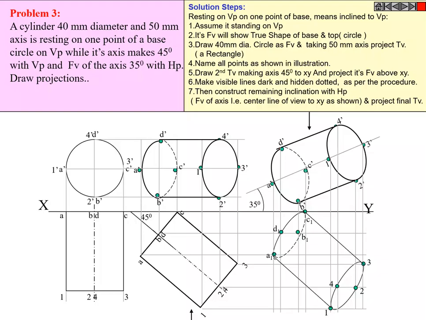Initially construct a circle above the XY line, dividing it into 4 parts A, B, C, D and 1, 2, 3, 4. At the top you will be able to see the rectangular shape of the cylinder. Afterwards, place the axis in the second position at an angle of 45 degrees. Afterwards draw the projection and get the front view.